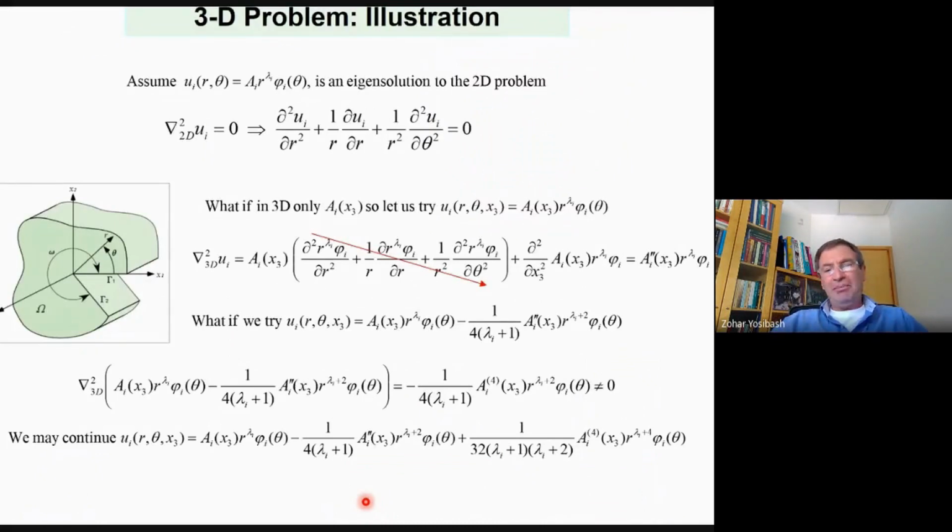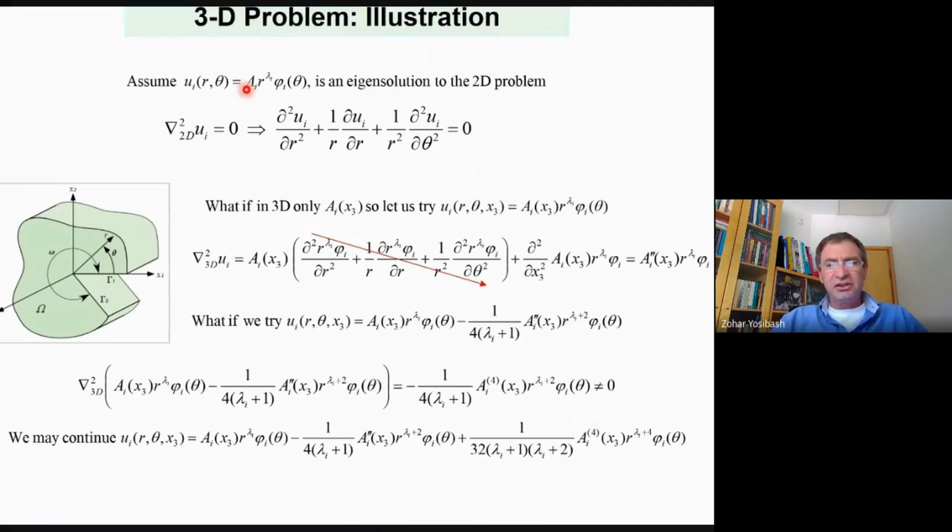Now, I explained what happens in 2D. Now, what would happen if we would like to find a solution that will be a solution in 3D? How would the solution in 3D be different than that solution in 2D, which we already know that exists? So let us demonstrate how is the procedure to get that solution. And when we will demonstrate how the procedure is, I can explain what are the difficulties in 3D compared to 2D. So let us assume again that this solution, which you see here, is an eigensolution for the 2D problem.